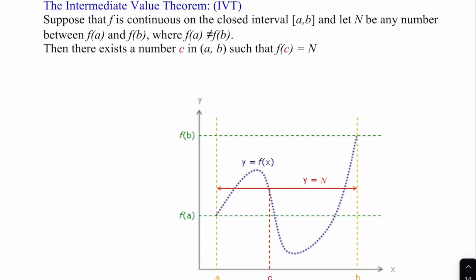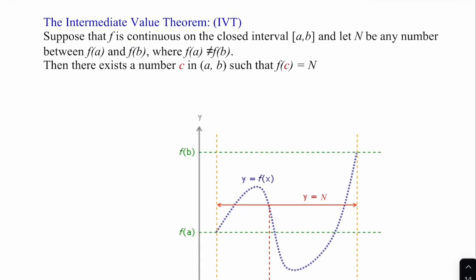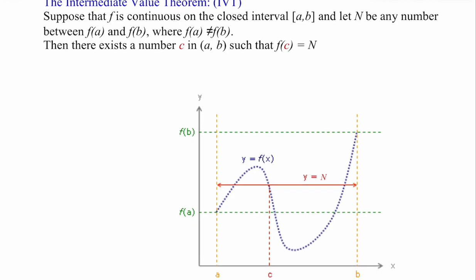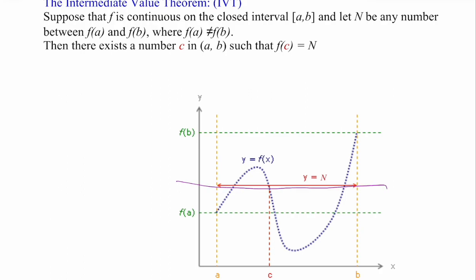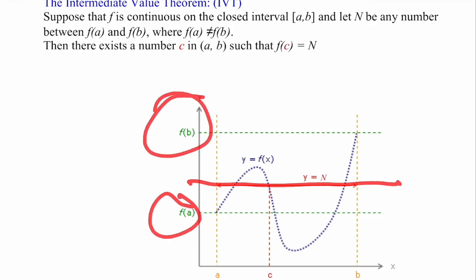Now, that leads us to two important theorems, the intermediate value theorem and the mean value theorem. It says, suppose that f is continuous on the closed interval from a to b, and n is a number somewhere. Now look at n. N is here. So n is here, and it is sandwiched between f of a and f of b.